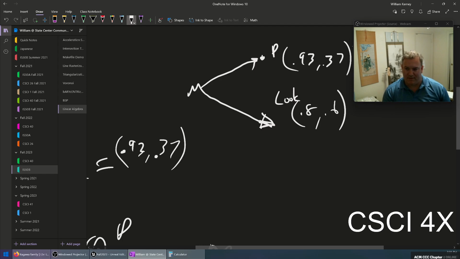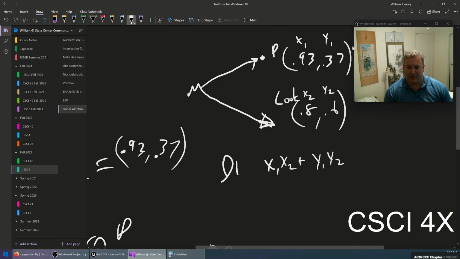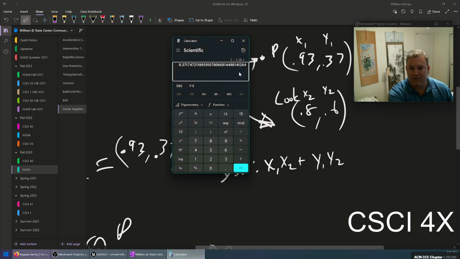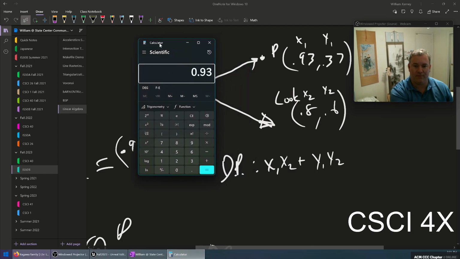So how do we compute the dot product? With x1, y1 and x2, y2, it's x1 times x2 plus y1 times y2. This is the dot product. Okay. So doing this in math, 0.93 times 0.8 is 0.744. The total is 0.966. So they are very close to pointing in the same direction.